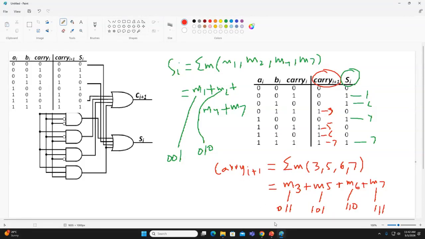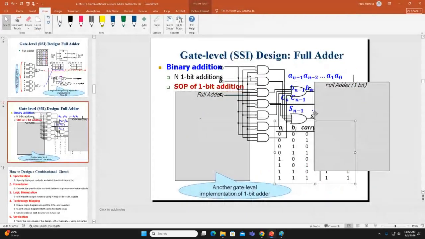Oh man, I made a wrong thing. So now, Control C.